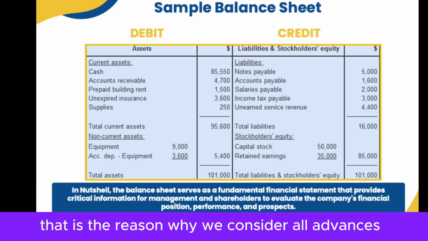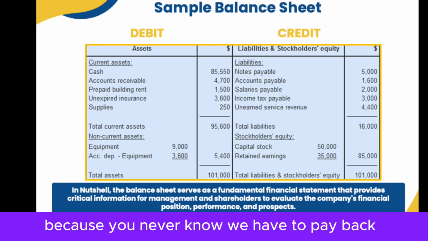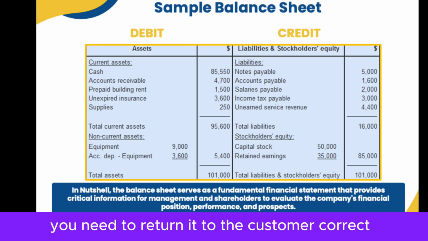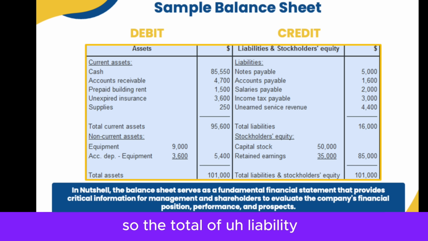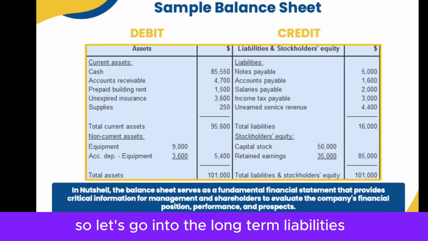That is the reason why we consider all the advances received from customers as a liability, because you never know, we have to pay it back, or if we are not able to fulfill the contract, we need to return it to the customer, correct? So the total of liabilities, which is short-term liabilities, is 16,000 here. So let's go into the long-term liabilities.